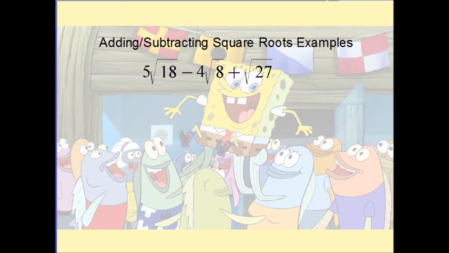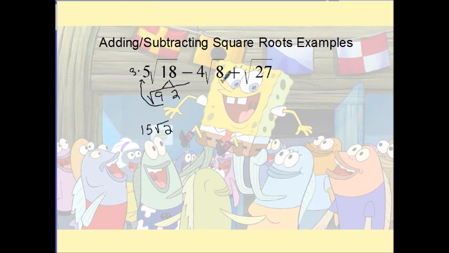So now here's one for you to try. 5 root 18 minus 4 root 8 plus the square root of 27. Press pause, and let's see what we can do. So hopefully your first step was to simplify this. 18 breaks into the perfect square number 9 times 2. The square root of 9 is 3. It joins that 5 outside, where it becomes 15 with a root 2 left over.